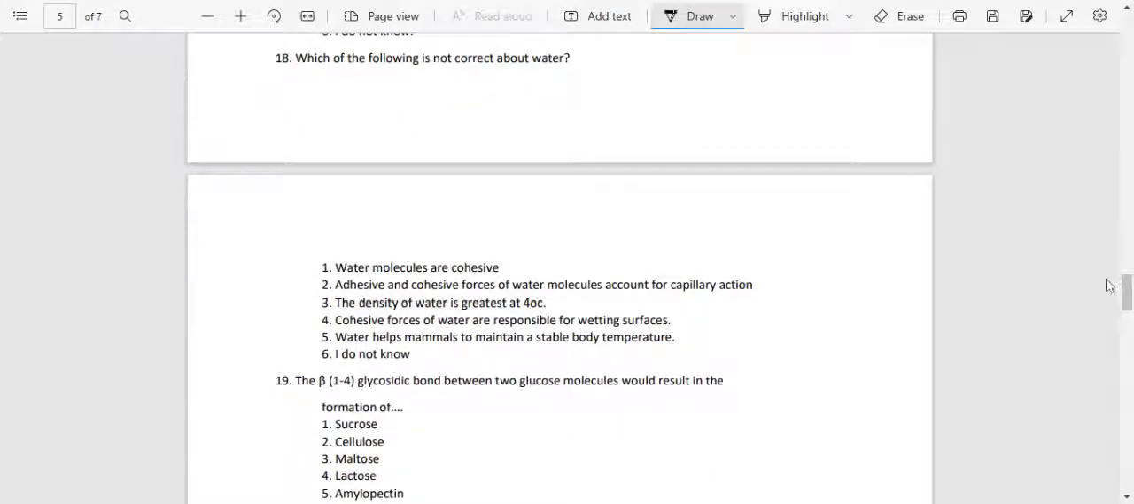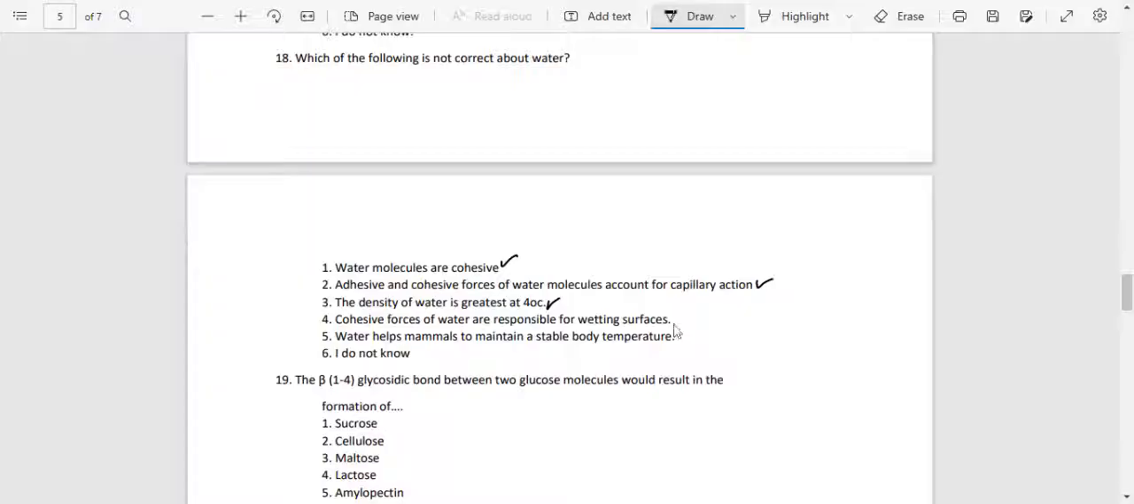Question 18. Which of the following is not correct about water? Water molecules are cohesive. This we know is correct. They are cohesive, meaning that they attract each other. Adhesive and cohesive forces of water molecules account for capillary action. This is true. The reason water is able to move in a vessel, you can think of the xylem and the phloem. The reason water moves going up without any force pushing it is because of cohesion and adhesion. The density of water is greatest at 4 degrees Celsius. This is also true. Water is densest at 4 degrees Celsius.